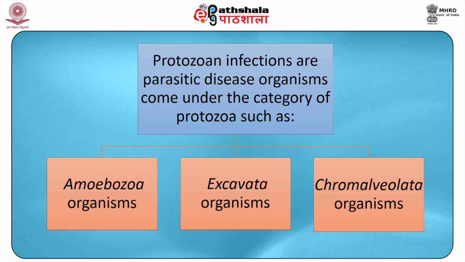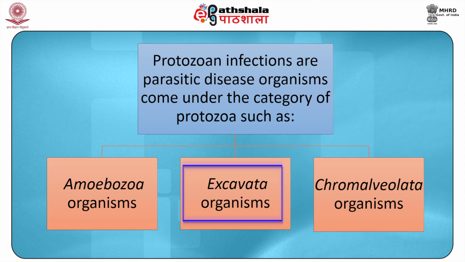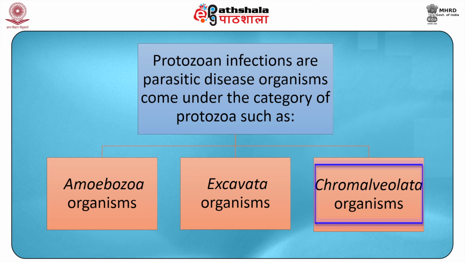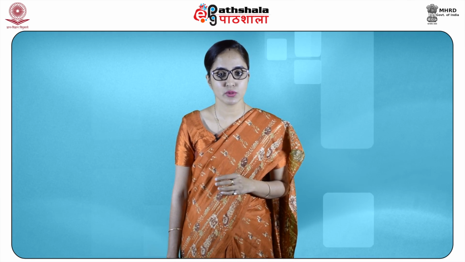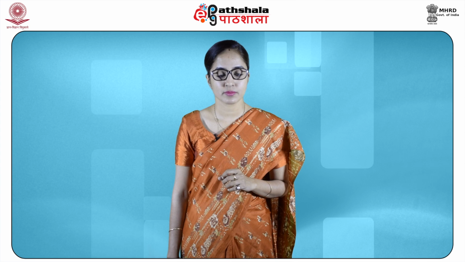Protozoan infections are caused by parasitic disease-causing organisms which come under the category of protozoa, such as amoebozoa, excavata and chromalveolata organisms. All protozoa are not very closely related to each other. They only have a few similarities such as being eukaryotic, unicellular and motile, though with exceptions.